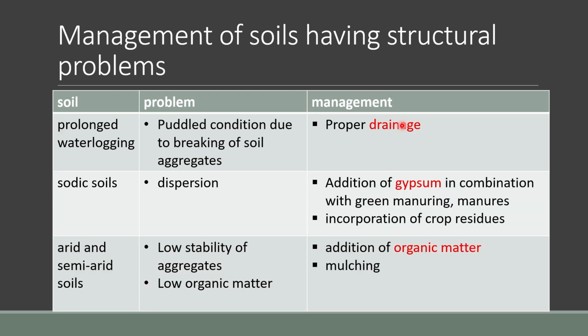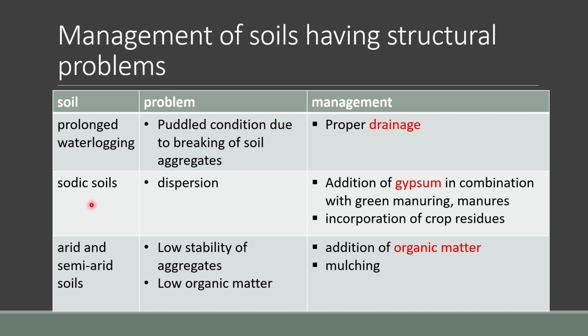The next is a soil having prolonged water logging. So the puddled condition is due to the breaking of soil aggregates. When we grow rice in the soil, we are using this puddled condition. So when a soil has prolonged water logging, we can provide proper drainage. So this water logging problem can be solved, and we can regain the lost structure of that soil.